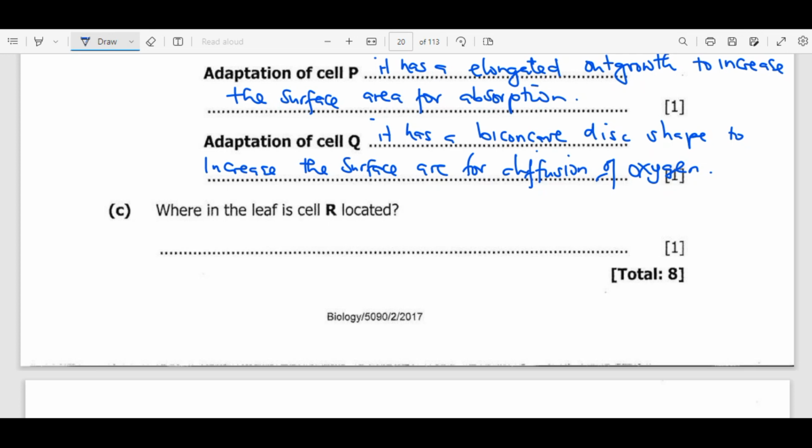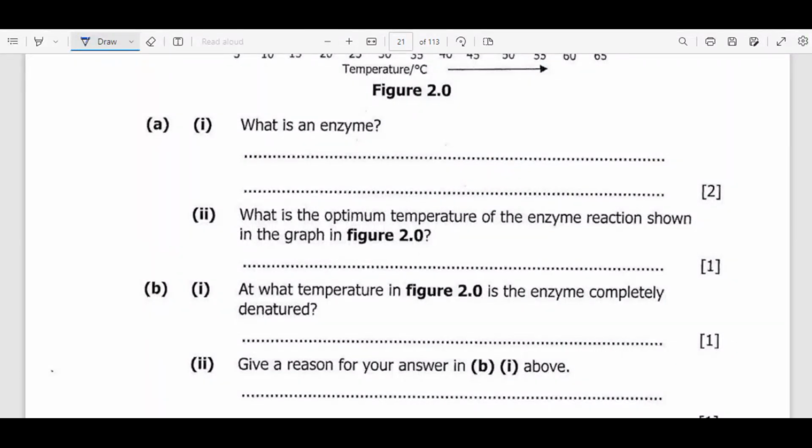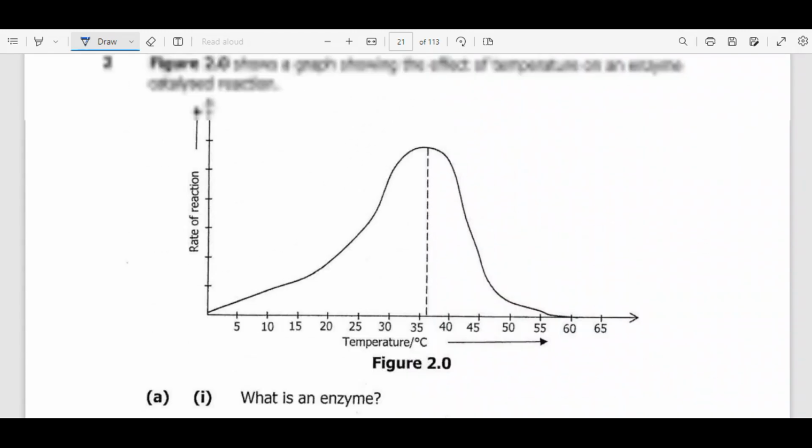So in the mesophyll. So that is where it is located, or you can say in the palisade mesophyll. It is one and the same. Okay, so let us move to the other question.